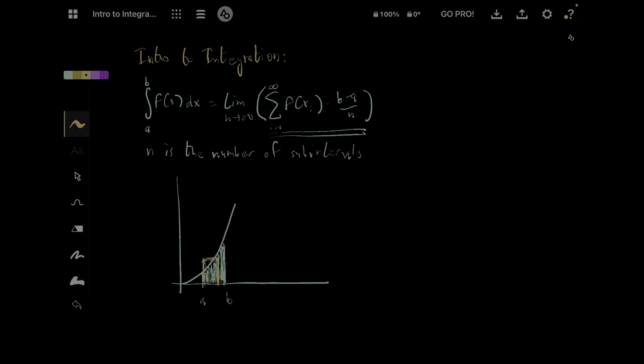Now one quick thing to mention, over here from a to b, this is just showing the integral from a to b, if I didn't explain that earlier. So yeah, I guess that's about it.